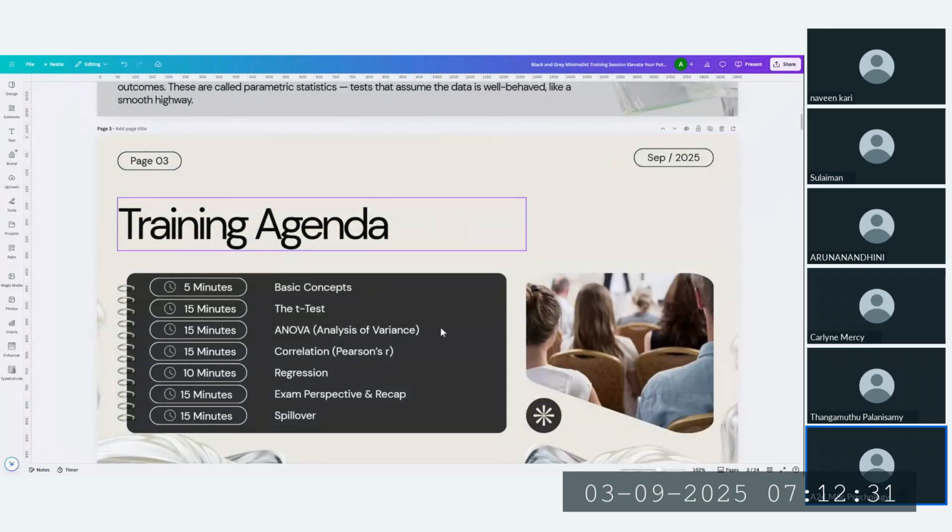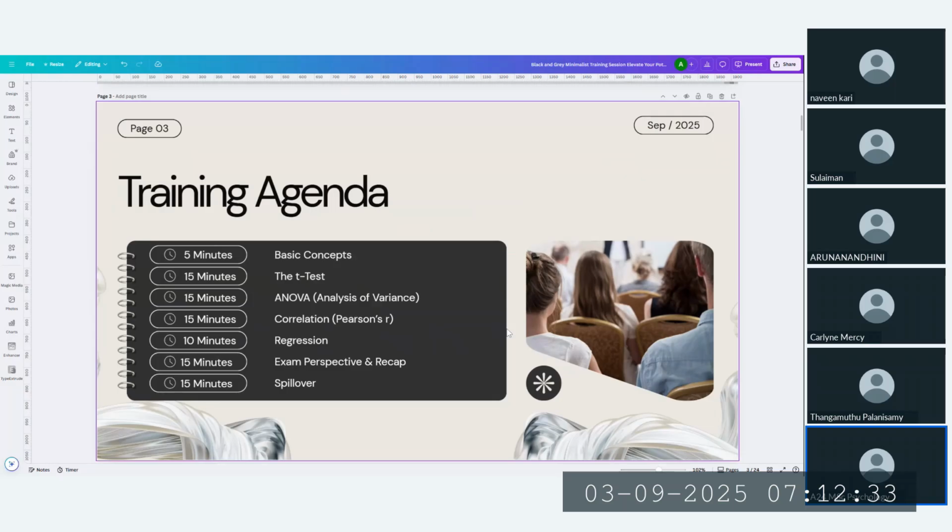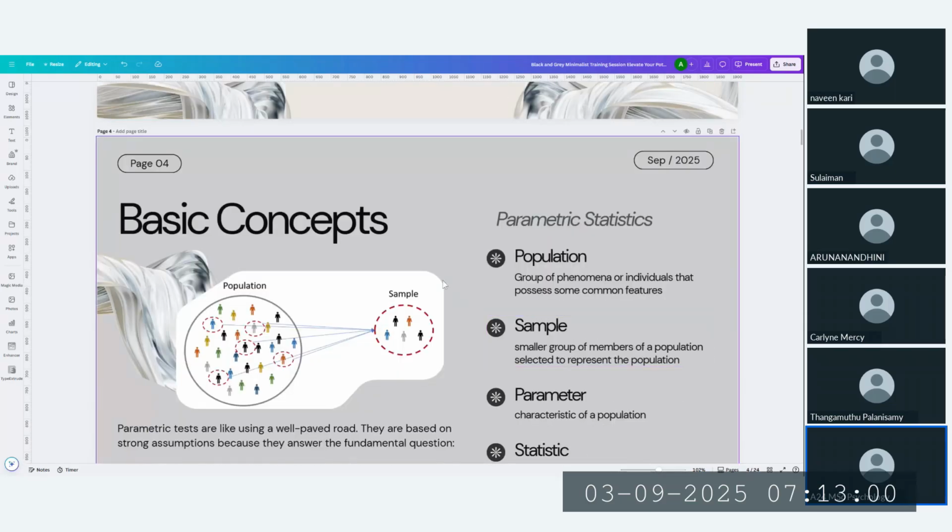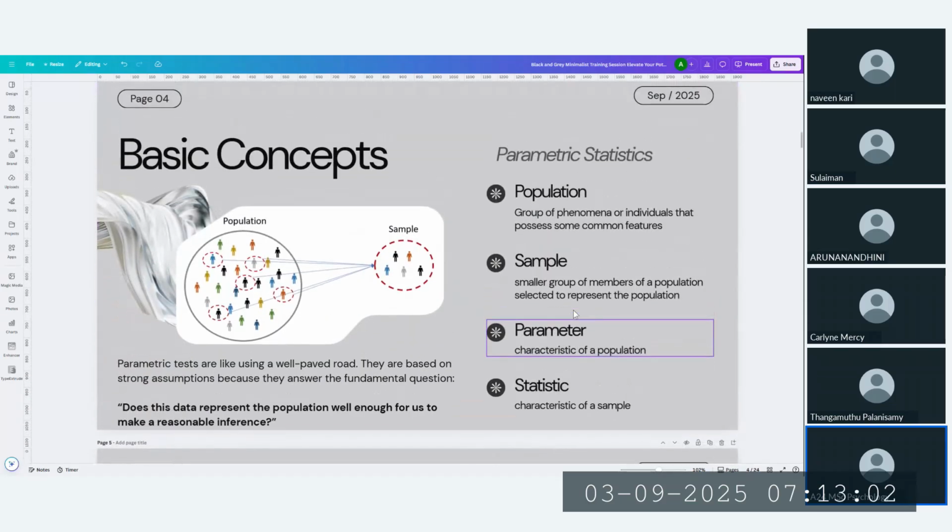So today's training agenda, the timings may differ, but we will look at the basic concepts, the t-test, ANOVA, correlation, and regression. These are the four primary tests. Then we will look at the exam perspective, and we have about 10 or 15 minutes of spillover time if we have any questions or if a certain topic takes a long time. Let's start with the basic concepts.